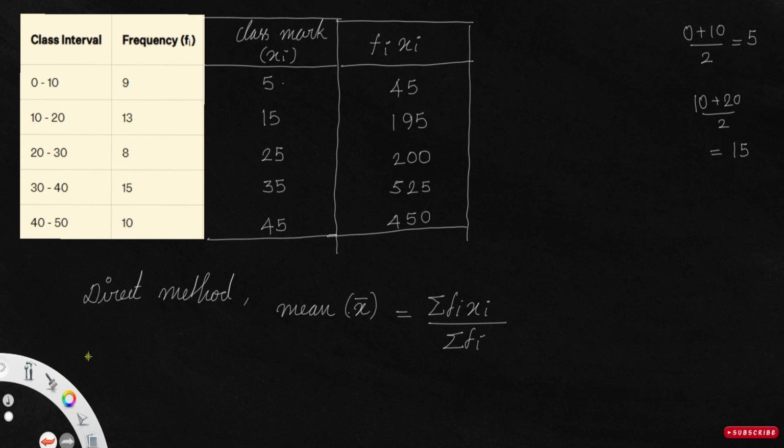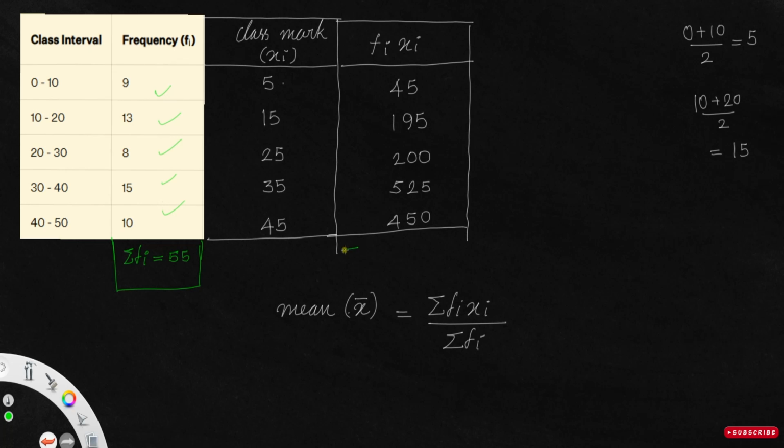Now you have to find the sum of the frequency. Let me erase this part. You have to find the sum of all the frequencies, which we call sigma of fi. This sigma represents the summation. So 9 plus 13 is 22, 22 plus 8 is 30, 30 plus 15 is 45, 45 plus 10 is 55. You have to add all of these.